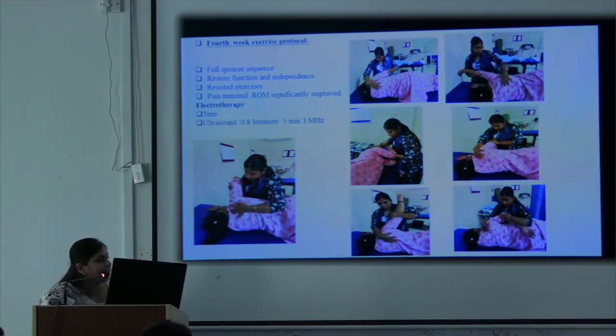Electrotherapy again, we use the TENS and ultrasound therapy, 0.8 intensity, 5 minutes, 3 hours. In the fourth week we also give the patient resistance exercises for muscle strength.